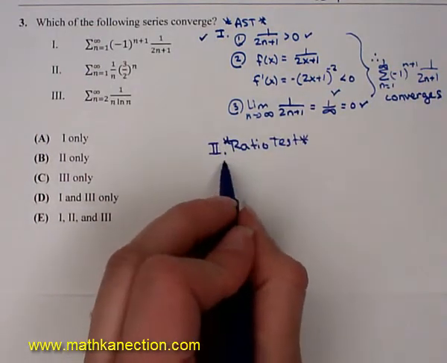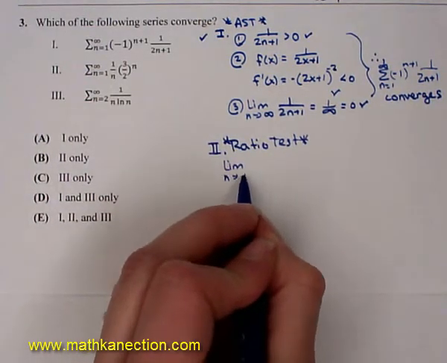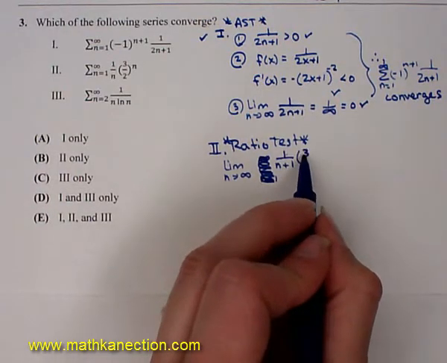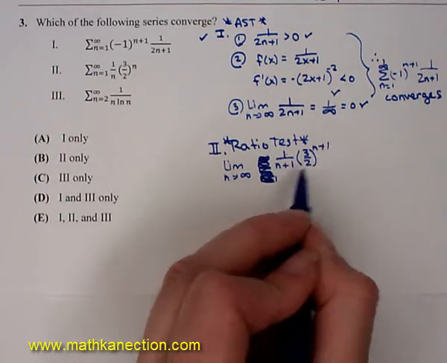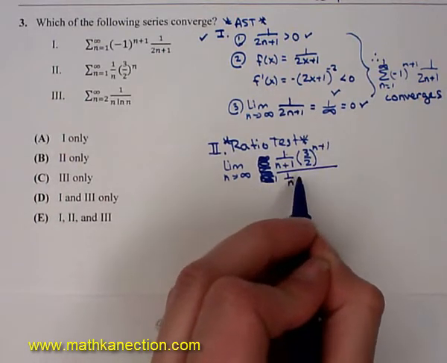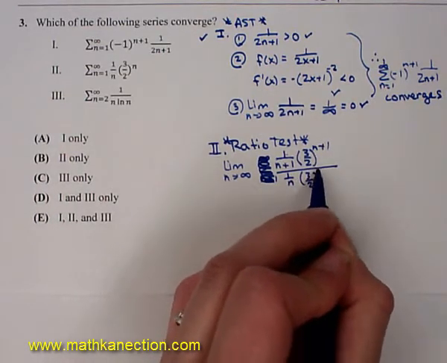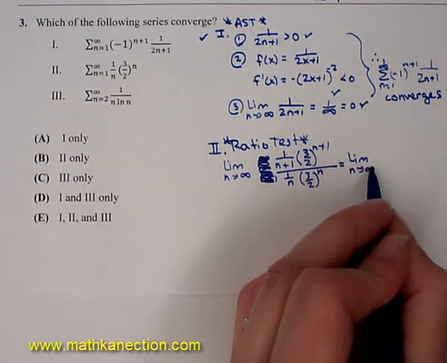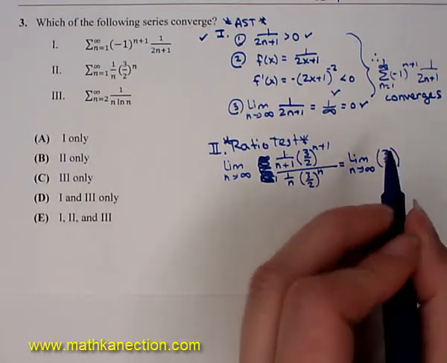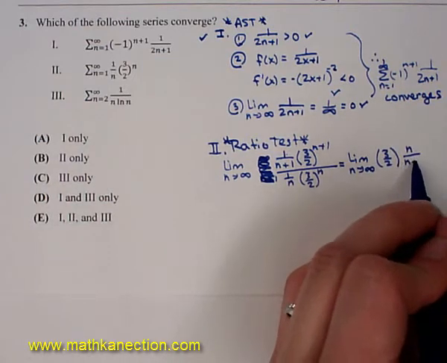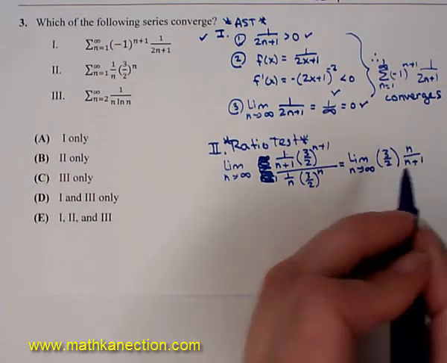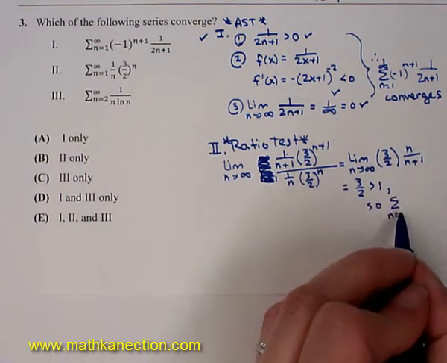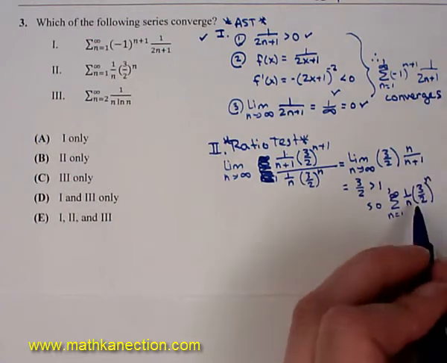For number 2, using the ratio test, the limit as n approaches infinity of the a sub n plus 1 term divided by the a sub n term. And then reducing this to get the limit as n approaches infinity of 3 halves times n over n plus 1, which then becomes 3 halves. And since 3 halves is bigger than 1, the series will diverge.